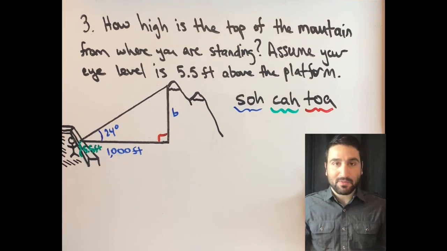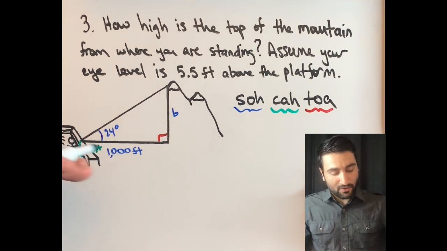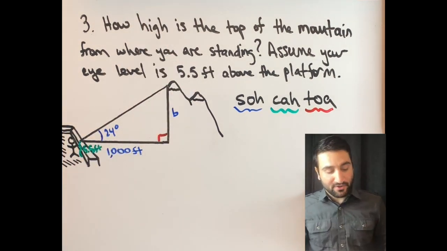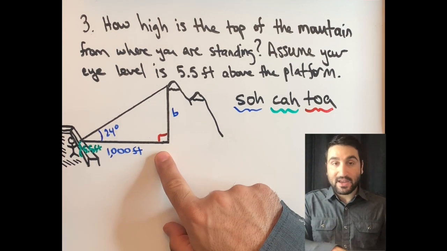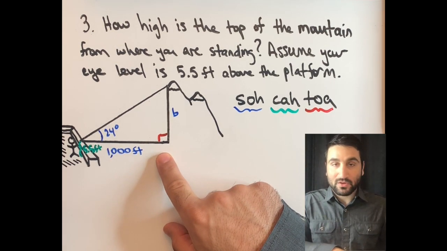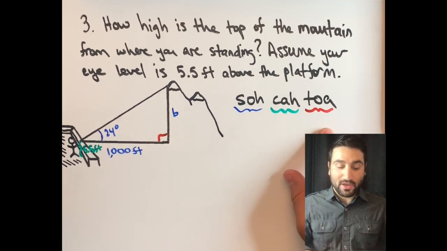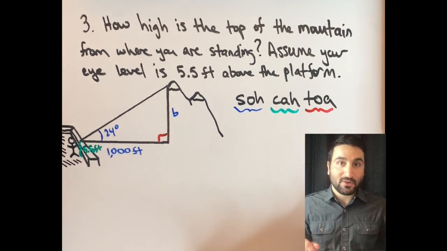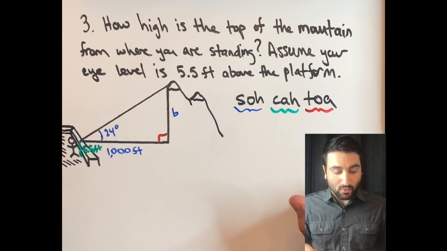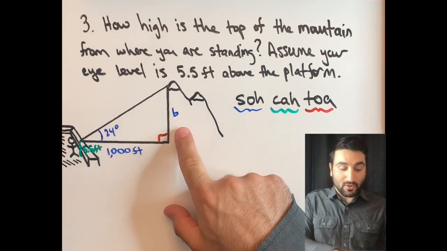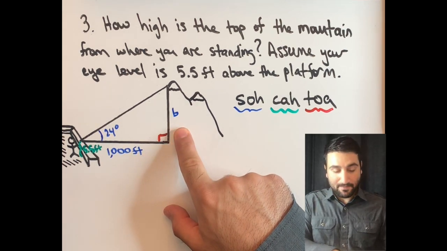Something to keep in mind, because these are all 90 degrees to each other, this creates a 90-degree triangle. And what can we do with a 90-degree triangle? We can apply SohCahToa to find missing angles and sides. So we want to use SohCahToa in order to find the missing side B.